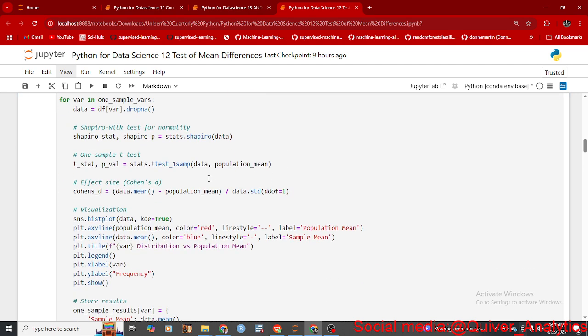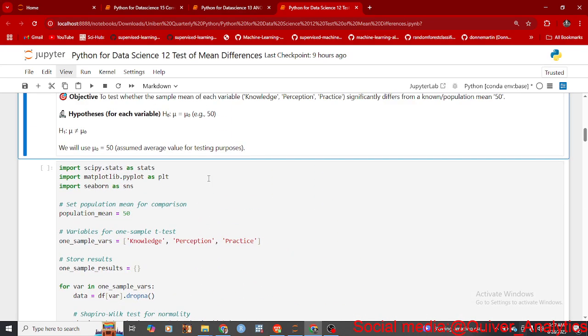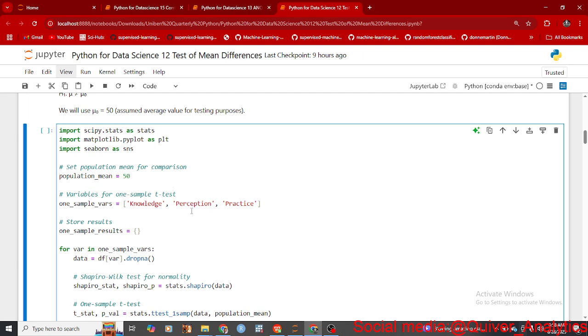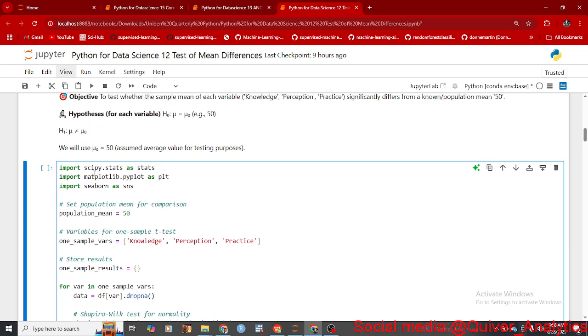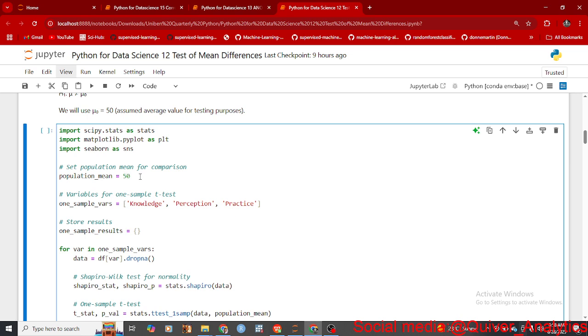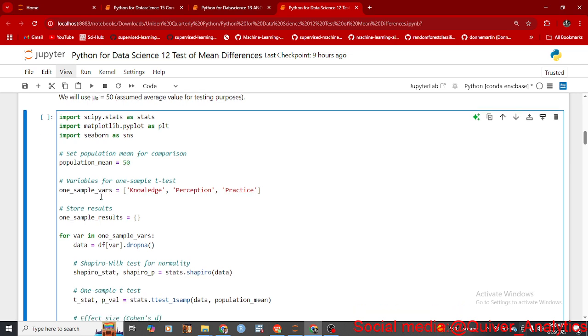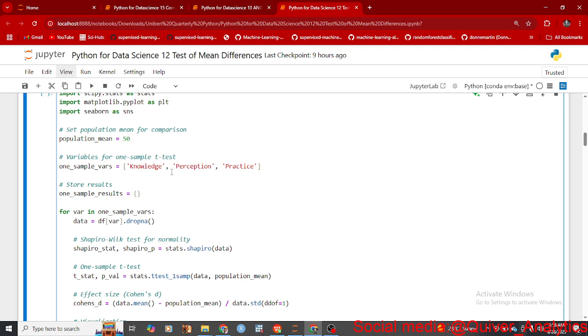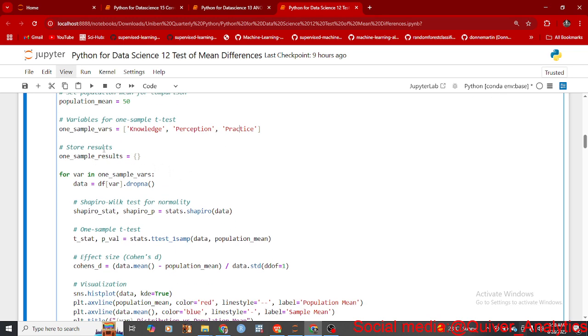All right, so we run everything together. Anytime you need to do this, you can just edit these formulas. So we are bringing in SciPy, Matplotlib, and Seaborn. The population mean, that's the hypothesized mean, is 50. Now, variables for the one sample t-test. Because we are testing three, if you are testing one, you can just use knowledge. If you are testing more, then you can use different values, because in the ideal case, we'll have a different hypothesized value for knowledge, for perception, and for practice. I just wrote all of these together, but you can run them individually.